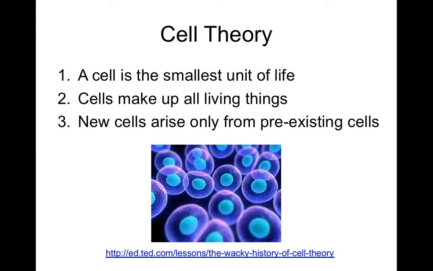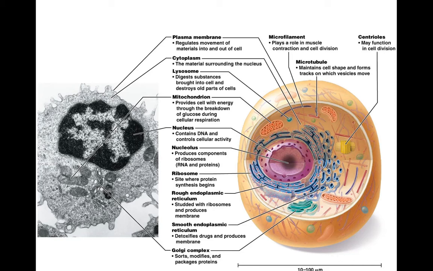Now, this may seem self-explanatory, but back in the 1800s, the prevailing thought of the day was that cells just spontaneously appeared. And so the cell theory, and the video that I have on your homework, the link is right here, also helps explain how we came to understand the cell theory as it currently is.